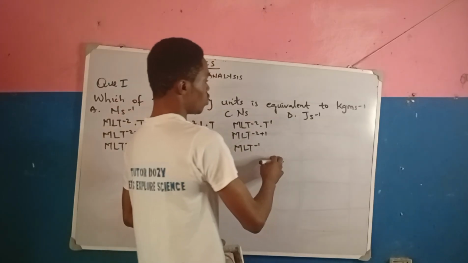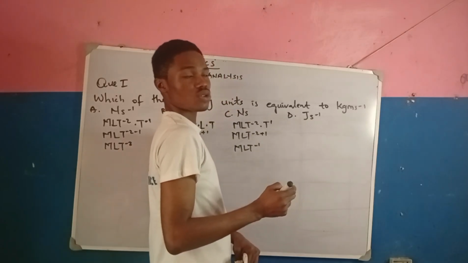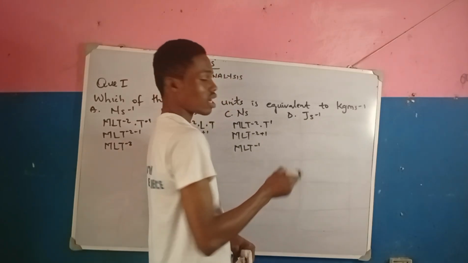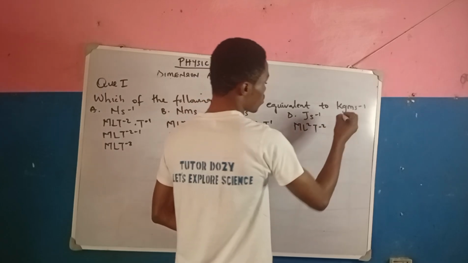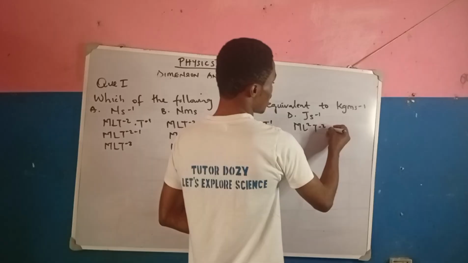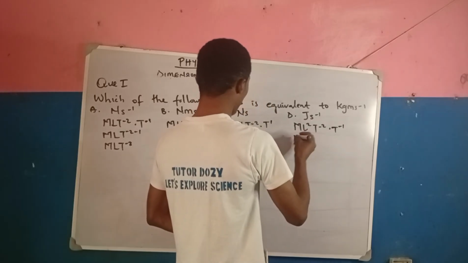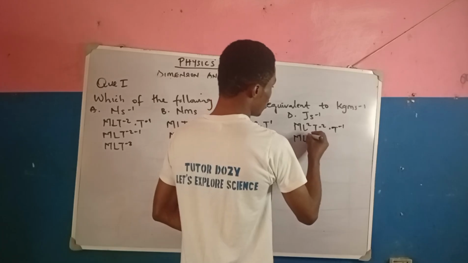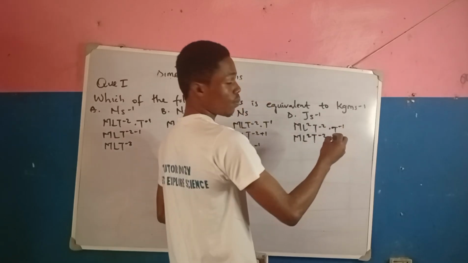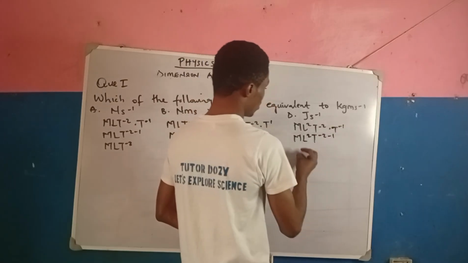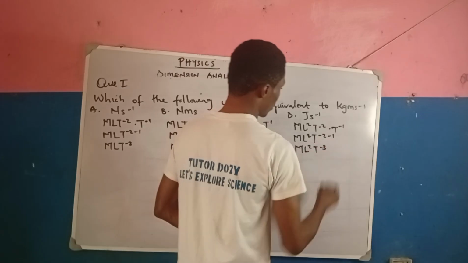Then for this one, we have Joule. Joule is work done, right? And we have work done to be ML^2T^-2, right? Then times our seconds is T, times T^-1. Applying the law of indices, we have ML^2T^-2 minus 1. This gives us ML^2T^-3.